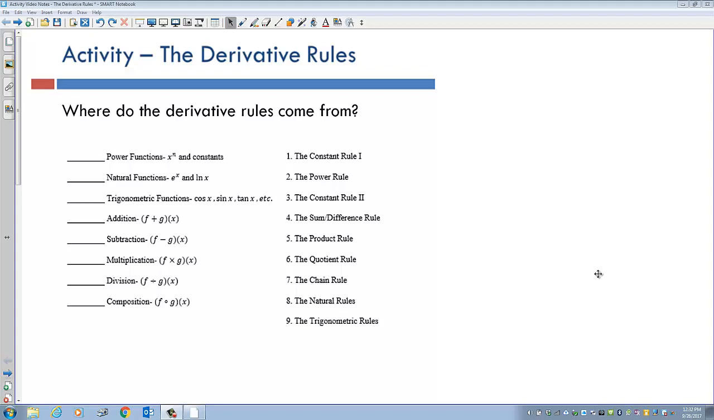All right, so this is the activity, the derivative rules. Today, we want to try to answer a part of this question: where do the derivative rules come from? We're going to start with a little bit of review.